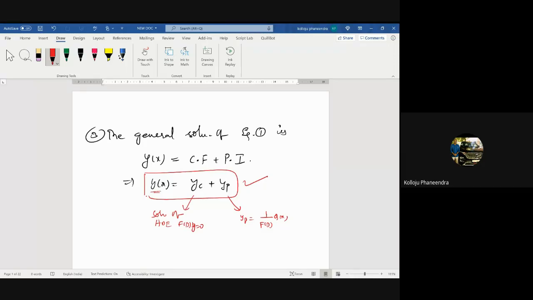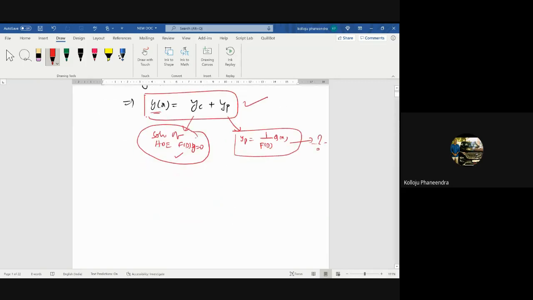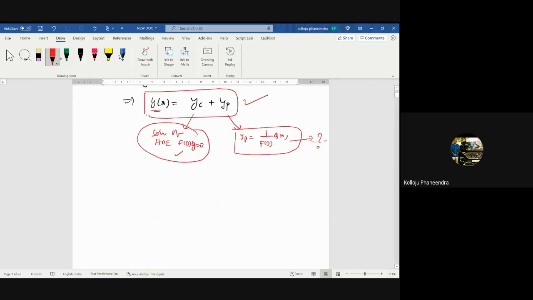This is the procedure. Now, what you know already, we have learned how to find the solution of the homogeneous equation. This part is over. Now the question is how to find this particular integral. The particular integral depends on the function Q of x.